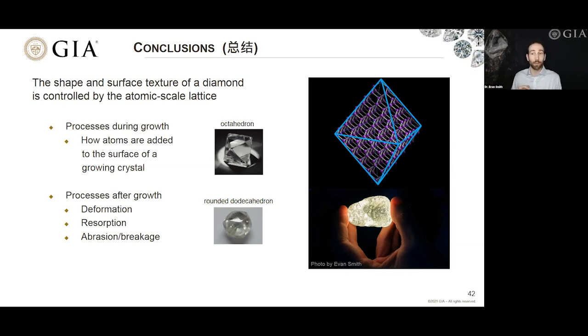And the diamond can also be shaped by processes after growth. For example, resorption can etch away an octahedron and turn it into a rounded dodecahedron. The shape of any rough diamond is a sort of record of millions of years of geological activity. So thank you for listening, and I'd be happy to take any questions if we have time.